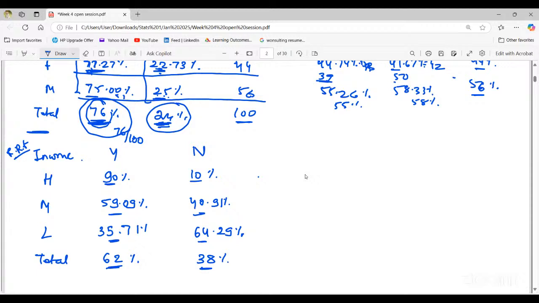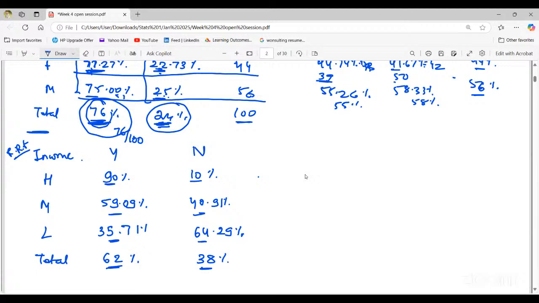So I think everybody understood now how to observe it. In a row relative frequency table, we are supposed to compare the rows. We are comparing the rows.